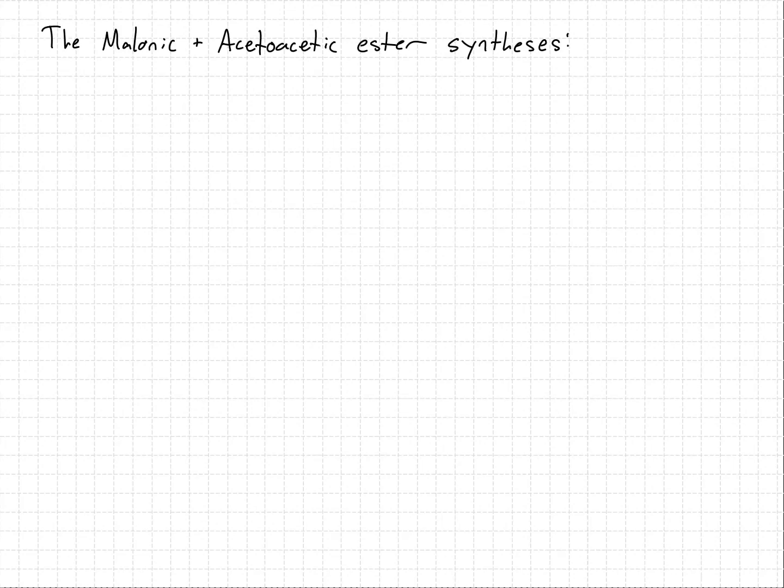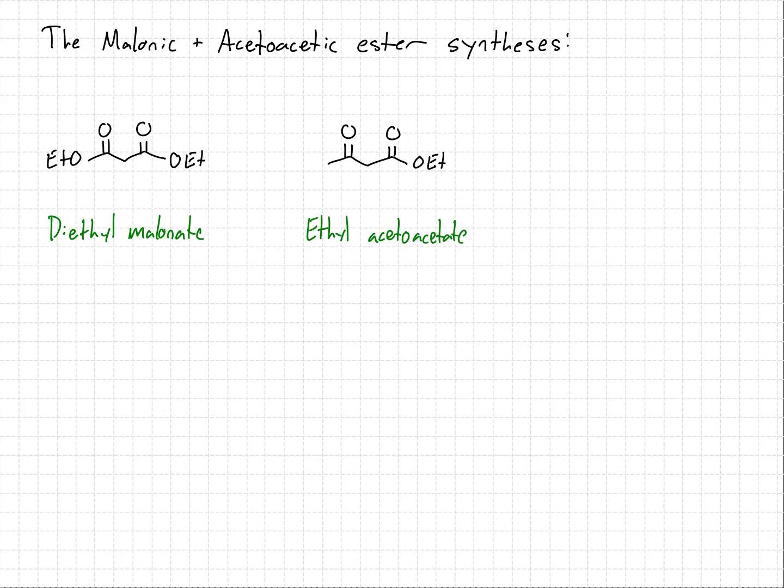Now that we've discussed the Claisen condensation, let's talk about what we can do with these beta-keto esters that we've been making. So these compounds and ones related to them are useful in a process known as the Malonic and Acetoacetic Ester Syntheses. The starting materials for these syntheses are malonic esters like diethylmalonate, acetoacetic esters like ethyl acetoacetate, or other beta-keto esters. A wide variety of different molecules can be used in reactions like this.